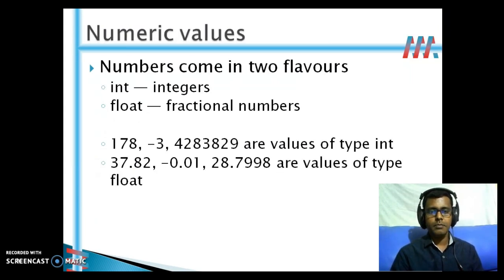Next, there are basically two types of number values that are dealt with in Python. One is integer values, the other one is fractional values. The integer values are called int, the fractional values are called float. The integer values are nothing but like 178, -3, 42, 83829 and so on. The fractional values are the values with decimal points.